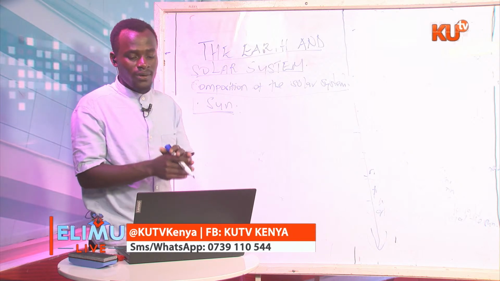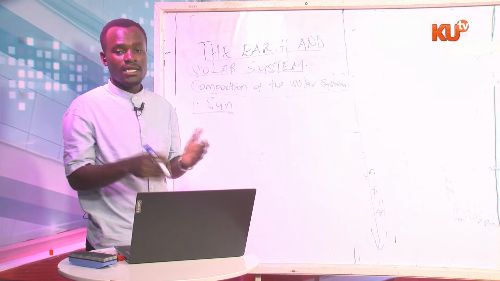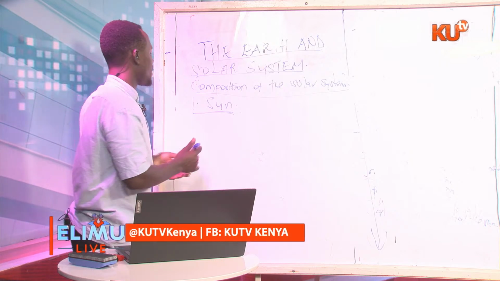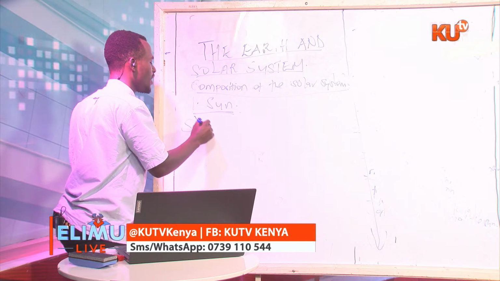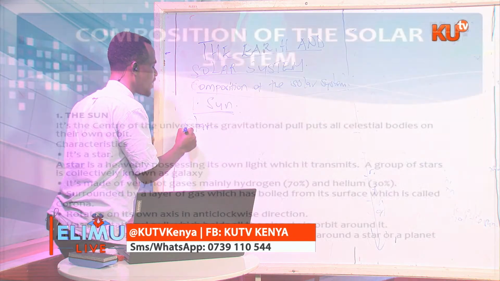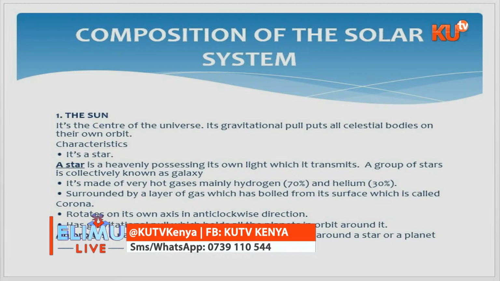Now, let us look at the characteristics of the sun. Number one, the sun is a star. That is characteristic number one. Now, what do we mean by the term star? A star is a heavenly body.